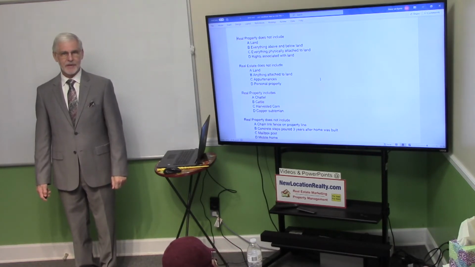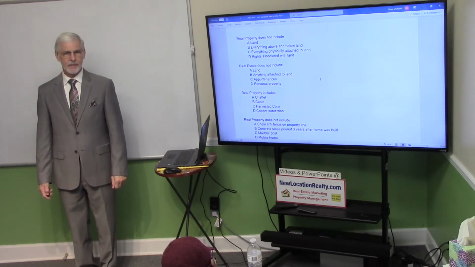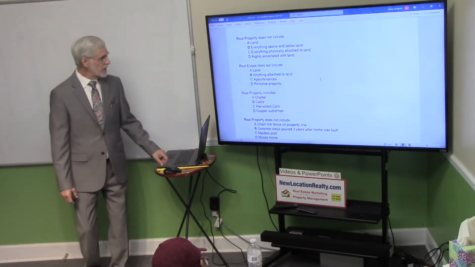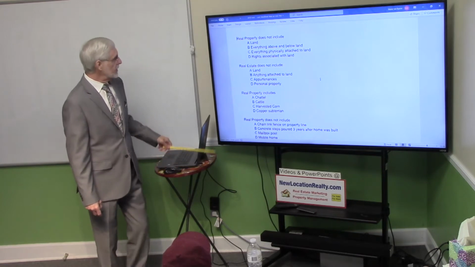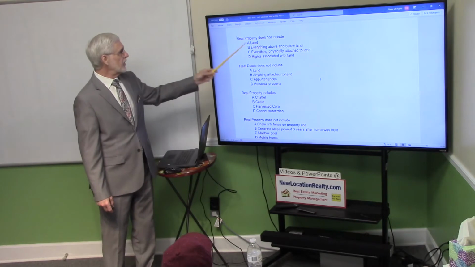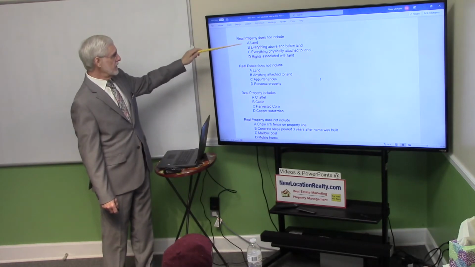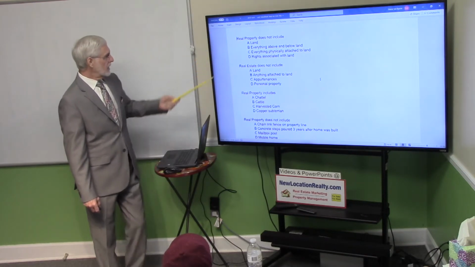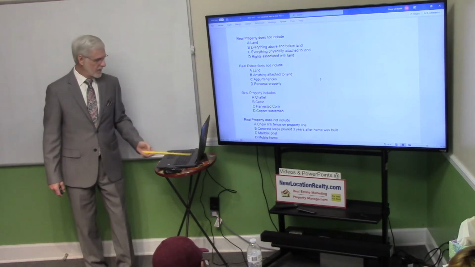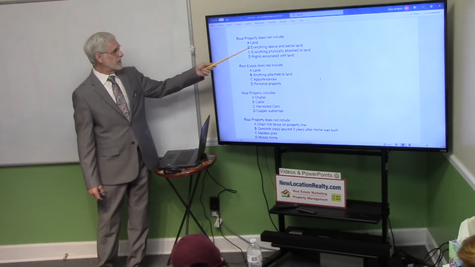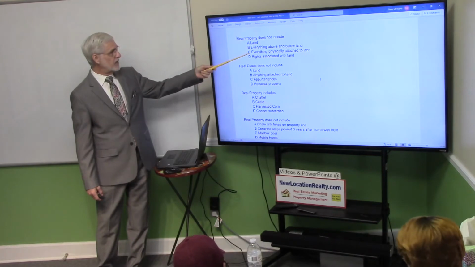Real property does not include. See, everything is attached to land. Does not. Yeah, does not. A lot of times, if you take out the word "not" and just read it, real property includes. It includes what? What land does it include? And then there's going to be something in there that it doesn't include. It doesn't include the rights associated with the land. Very good. The real property is the land and everything attached to it, above and below, everything physically attached to it.